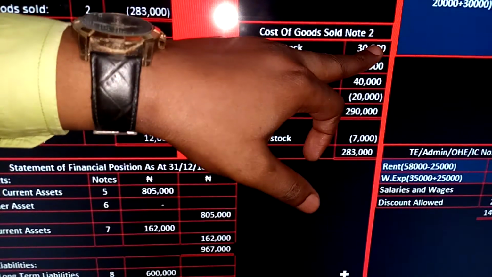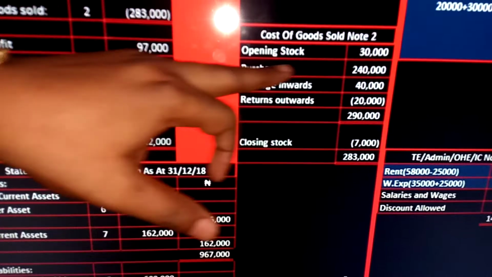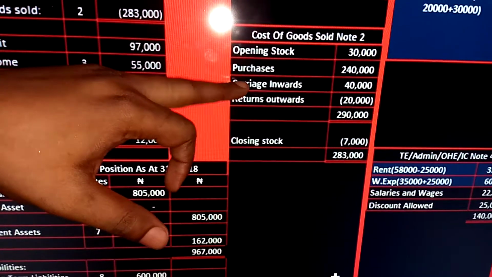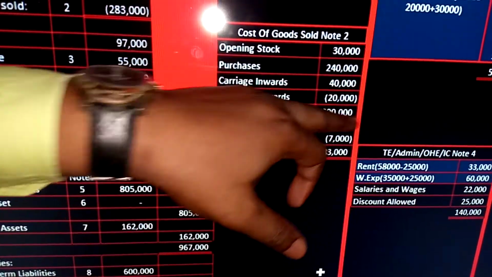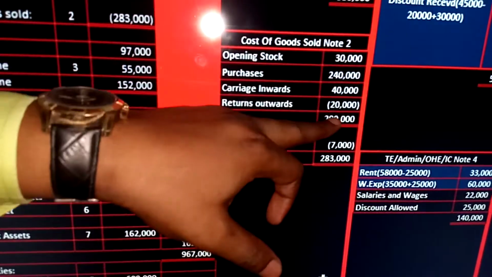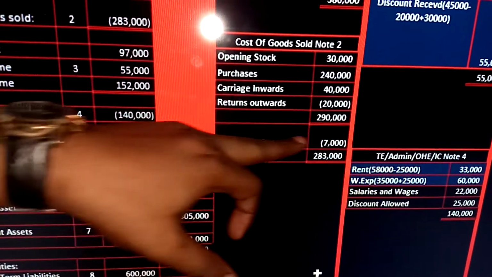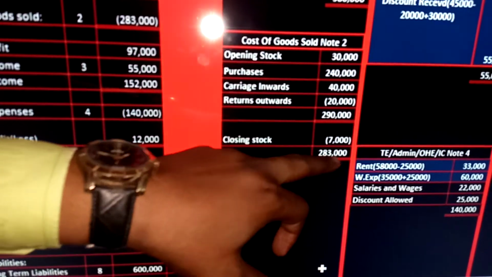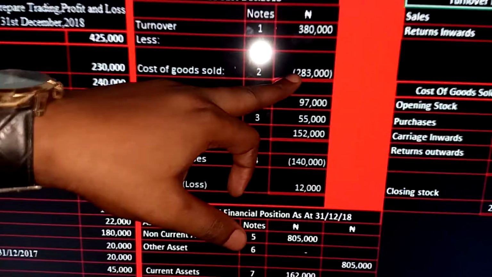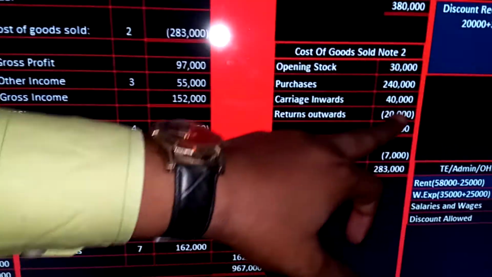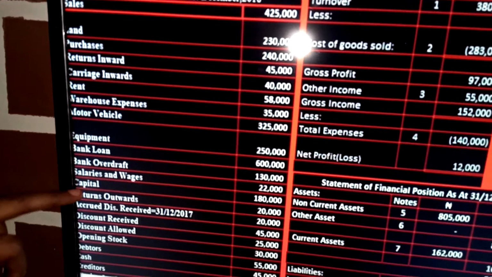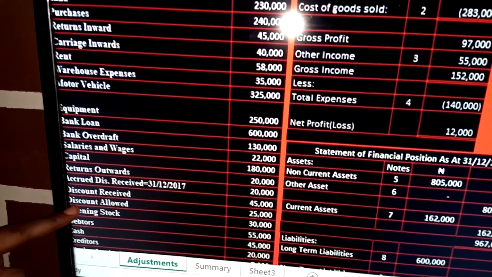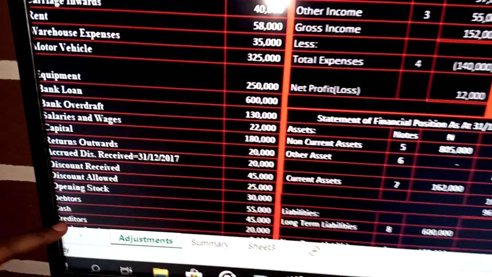Opening stock 30,000, purchases 240,000, carriage inwards 40,000, less return outwards 20,000. Whenever I see a bracket, it means we're deducting. So everything gives us 290,000. Less closing stock 7,000. So that gives us 283,000. That's what you're having here. So you can confirm all this from the question. Opening stock 30,000. Look at it here. Where's the opening stock? We have opening stock of 30,000.